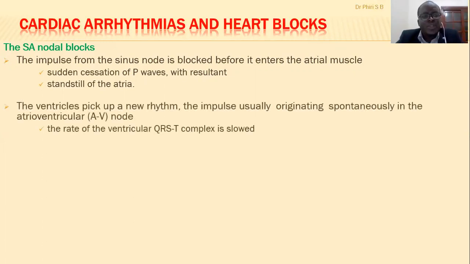So the ventricles pick up a new rhythm, the impulse usually originating spontaneously in the atrioventricular node. It means that if the SA node is not firing the action potential to depolarize the atria, it's also not firing an action potential to be transmitted to the AV node. So the AV node won't be receiving an action potential from the SA node in sinoatrial nodal blocks. Because of that, the atria will pick up their own rhythm. So they will start producing their own action potentials at the rate of 40 to 60 action potentials per minute.